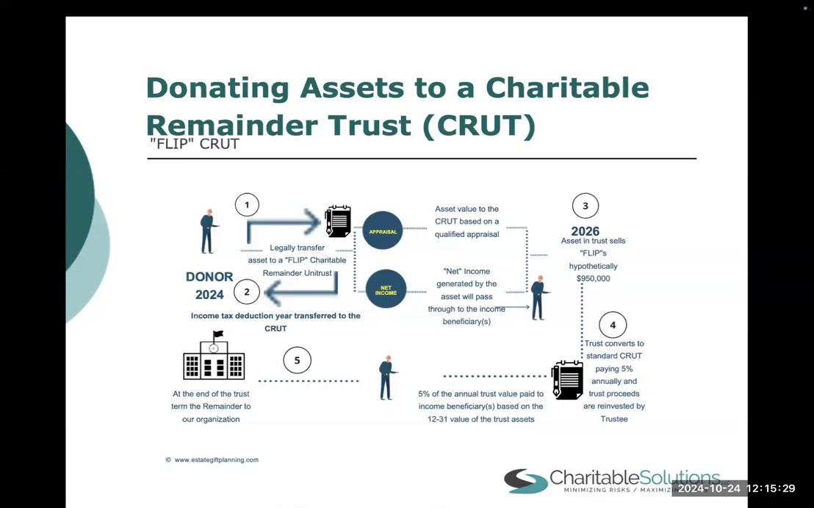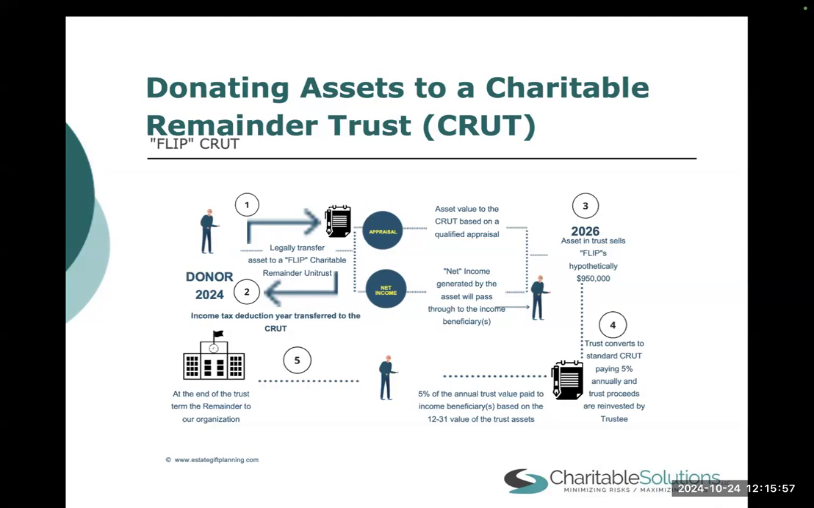If you subscribe to PG Calc or Crescendo, you should be able to get that number pretty easily, but you can't really give them an accurate number, of course, until you have that appraised value. And then once you have that, you can plug those numbers in using the 7520 rate, and your donor will get the charitable income tax deduction in the year that he makes the transfer to the trust. So now we're in October of 2024.